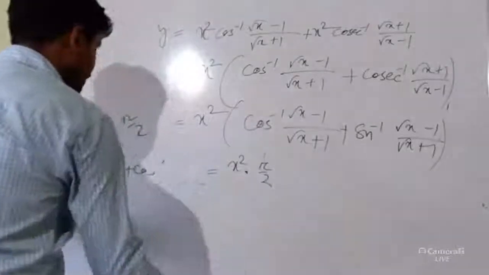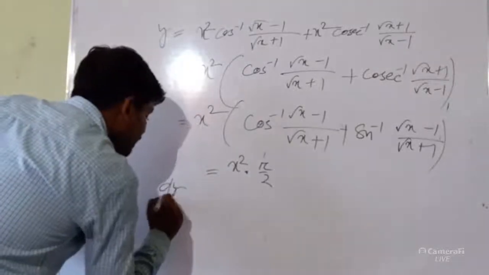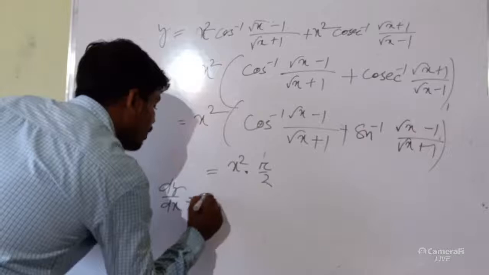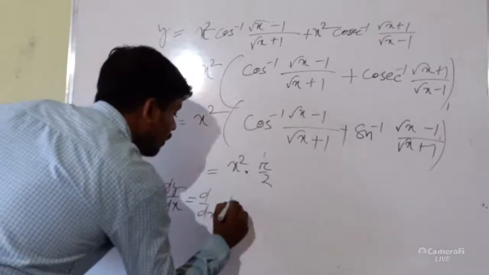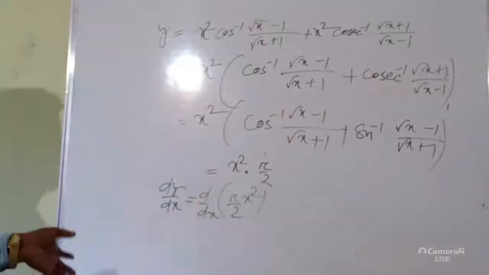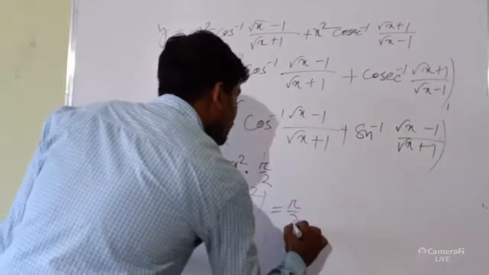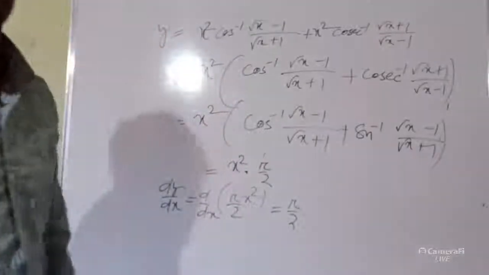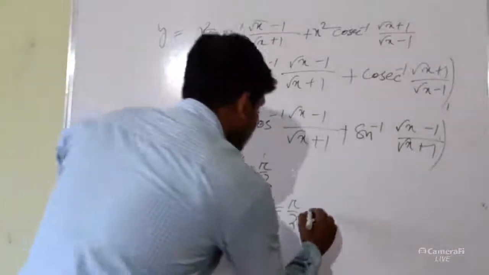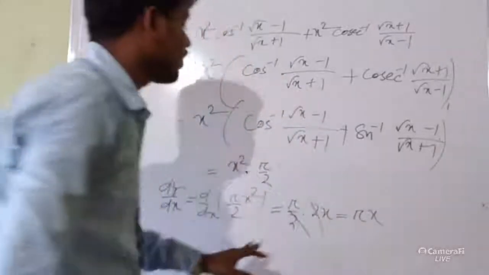Now dy by dx equals d by dx of pi by 2 x square. Now pi by 2 is constant, and the derivative of x square is 2x. Now this 2 is cancelled, only pi x.